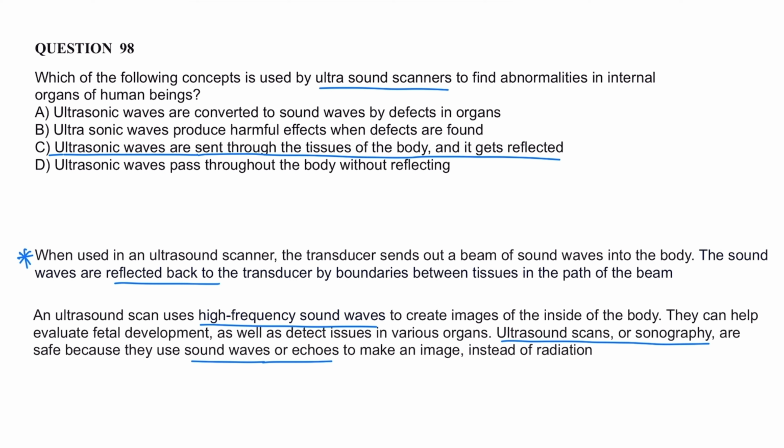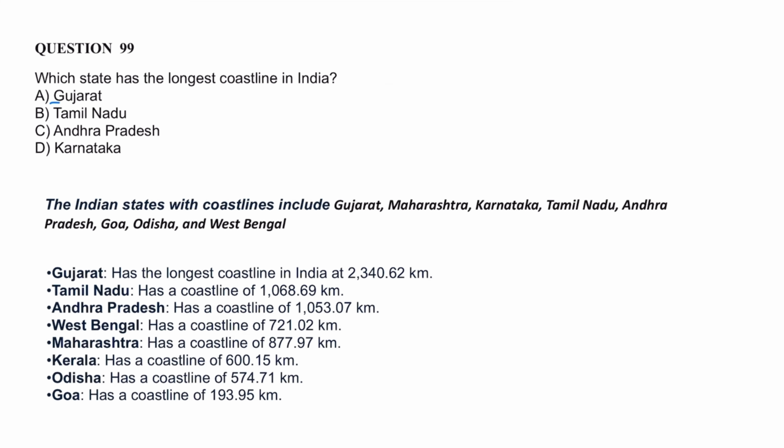Next question. Which state has the longest coastline in India? The state with the longest coastline is Gujarat. The states having a coastline are Gujarat, Maharashtra, Karnataka, Tamil Nadu, Andhra Pradesh, Goa, Odisha and West Bengal, a total of 8 states. Among these, the coastline of Gujarat is the longest, 2340 kilometers, whereas for Andhra Pradesh it is 1053 kilometers.